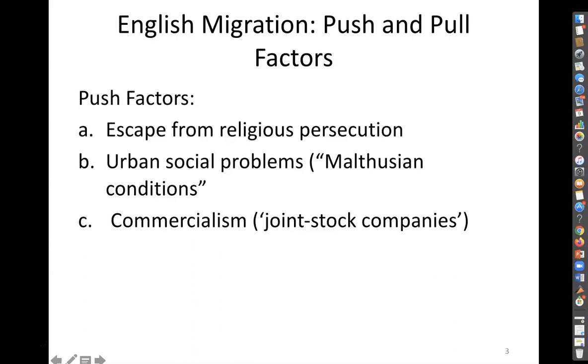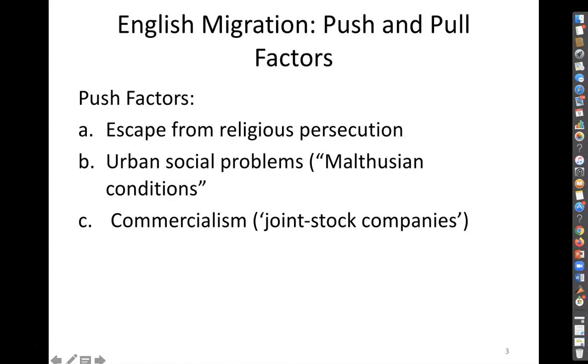Now, despite the primacy of A in terms of it being a push factor, we can't discount the primary role of commercialism. Okay, it served a primary role in English migration. So obviously, this has nothing to do with religion, commercialism, right? We're talking about business, entrepreneurship, trying to make profit.